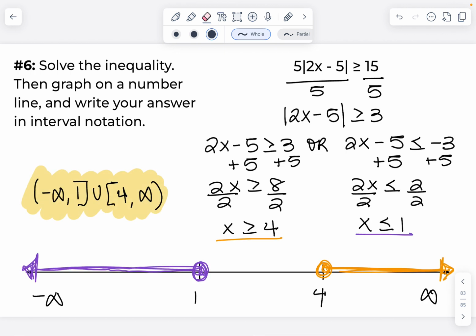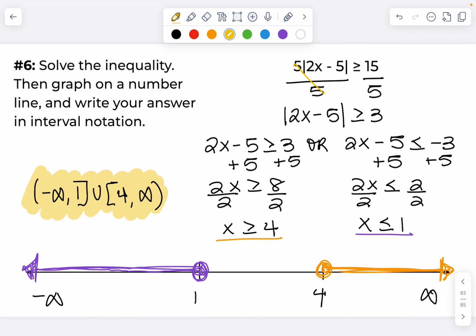All right, so to isolate the absolute value bars here, we just had to divide both sides by 5, so then we got greater than or equal to 3. Then I could set up my 2 inequalities. So I had greater than or equal to 3, and then less than or equal to negative 3.